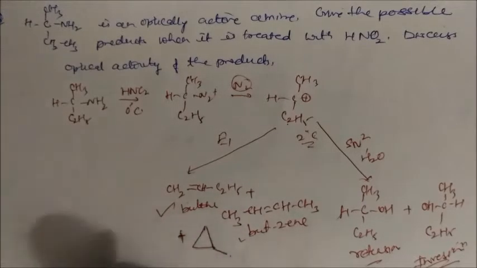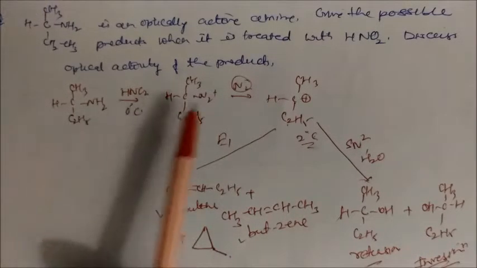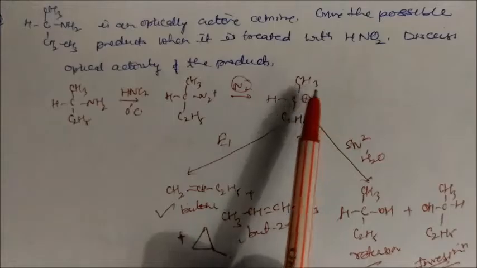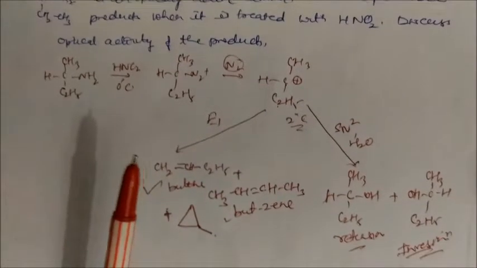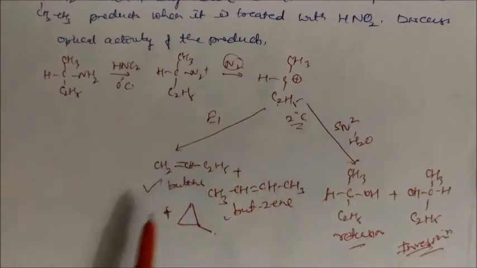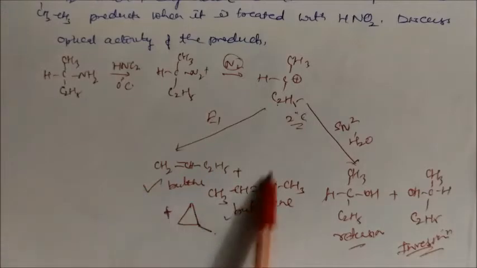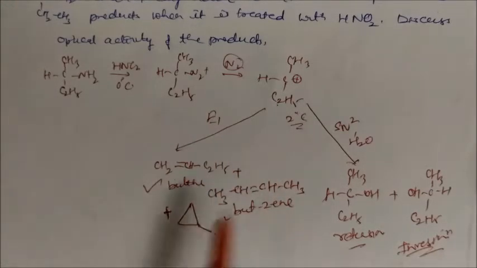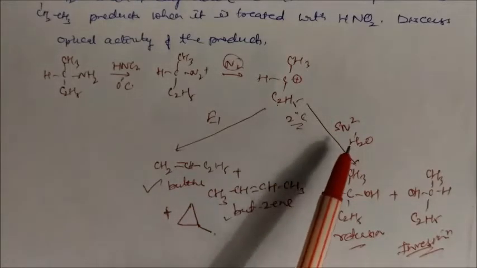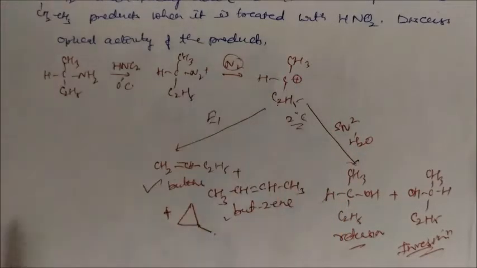So we can see that by using nitrous acid, we'll get this carbocation, and this can undergo two types of reaction. One is the E1 and second is the SN2. From E1 we'll get three products: butene, butene, and methyl cyclopropane. And if you are taking SN2, hydrolysis takes place on this carbocation, so we'll get retention, and second is the inversion product, meaning 3 plus 2, 5 products are possible by this reaction.